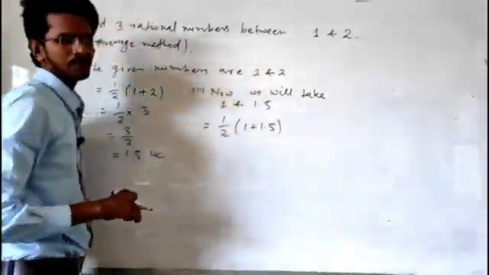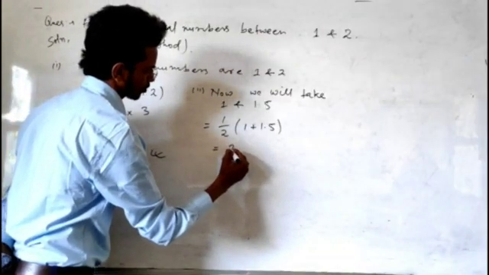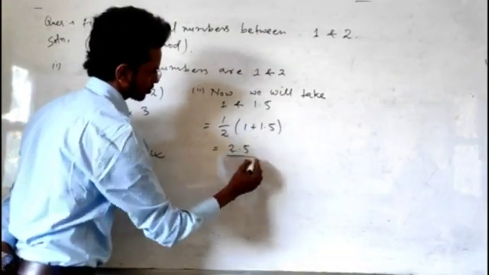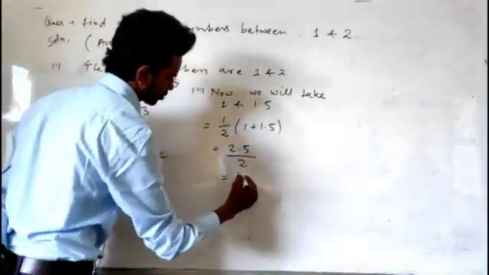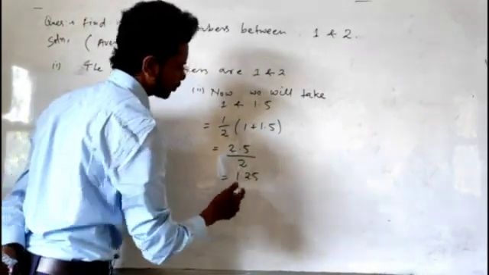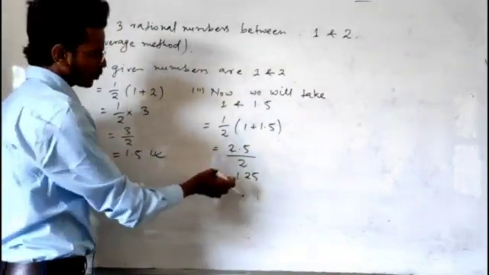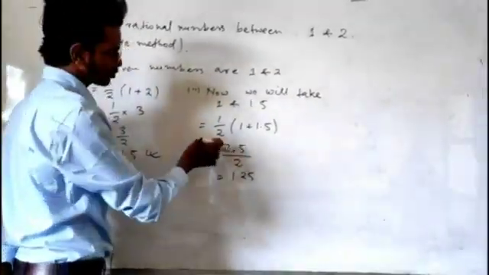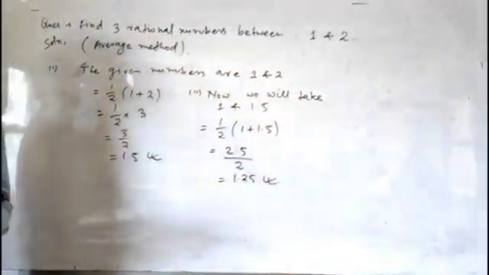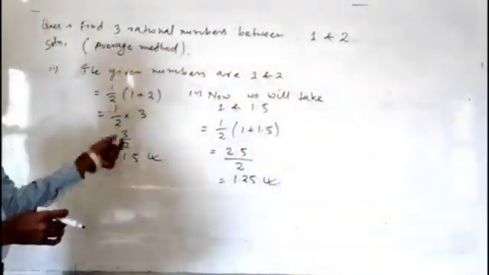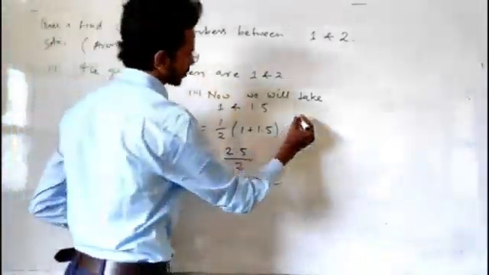We have two numbers, then add these numbers, 1 plus 1.5. What is 1 plus 1.5? It is 2.5. 2.5, you can write this upon 2. What will we get? 1.25. How 1.25? If you multiply 1.25 by 2, we will get 2.5. 1.25 plus 1.25 is equal to 2.5. The another number we get. How many numbers do we have to find here? We have to find three rational numbers, and we found two rational numbers. Now we'll proceed towards finding the third one.